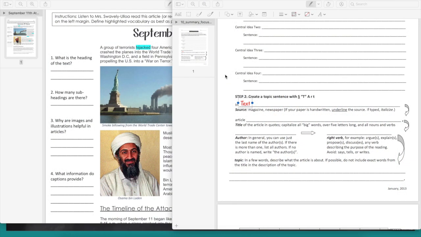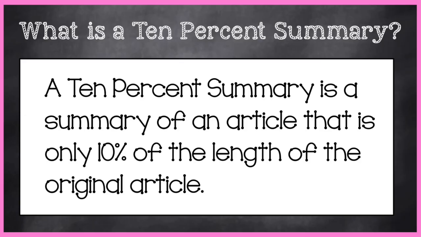So today we're going to be working on a 10% summary. And hopefully this is not the first time that you are seeing this, but I'm hoping that you can gain a new perspective and understand how to write a thorough and concise 10% summary. So first, what is a 10% summary? A 10% summary is very much what it is, exactly as you hear it. It is a 10% summary of the text that you're reading.